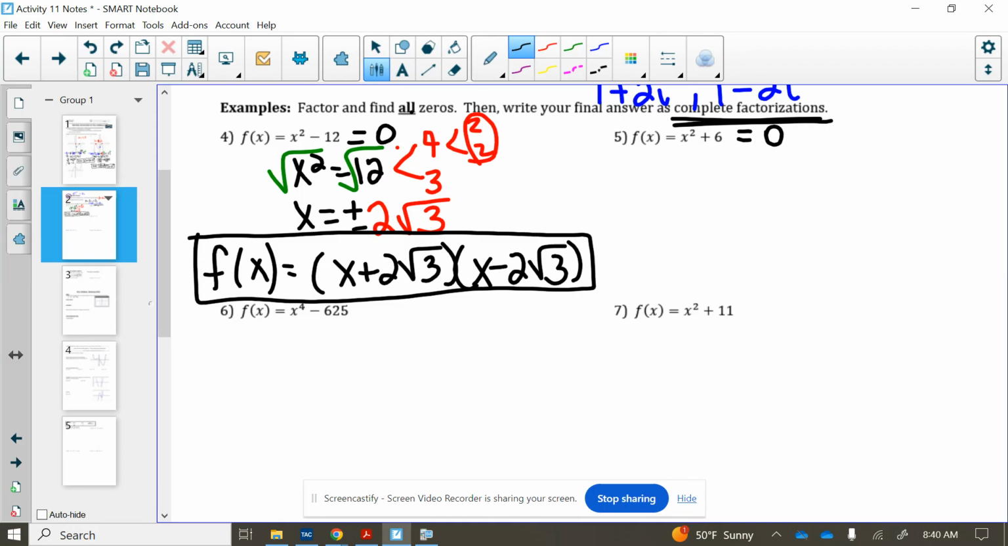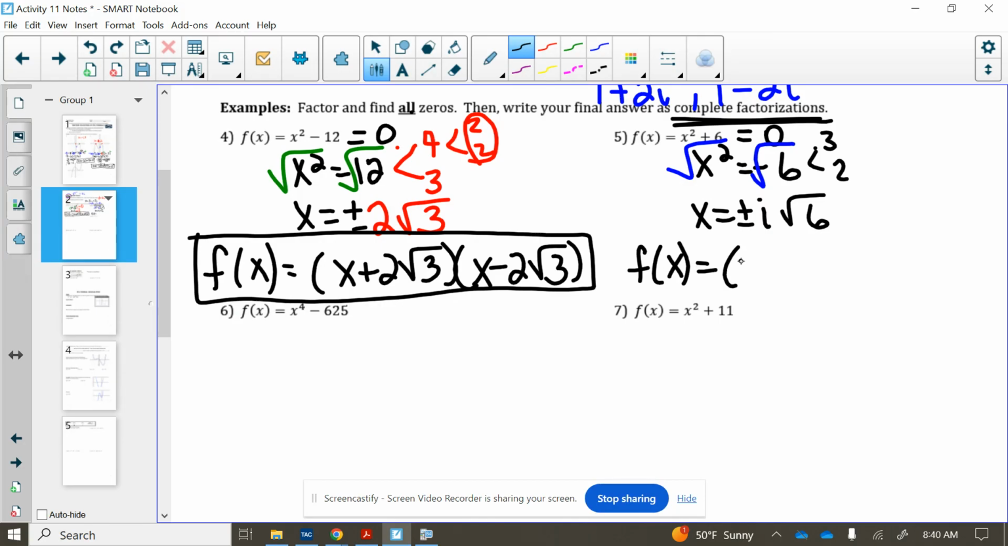In the next one, when we set that equal to 0 and we subtract over the 6, this time we are taking the square root of a negative number, which means that it will result in an imaginary solution because that negative needs to move out as an i. Now this time, 6 breaks down to be 3 and 2, neither of which are perfect squares, so we would just leave plus or minus i square root 6 as our zeros, and then writing that in factored form, we have x plus i square root 6 and x minus i square root 6.